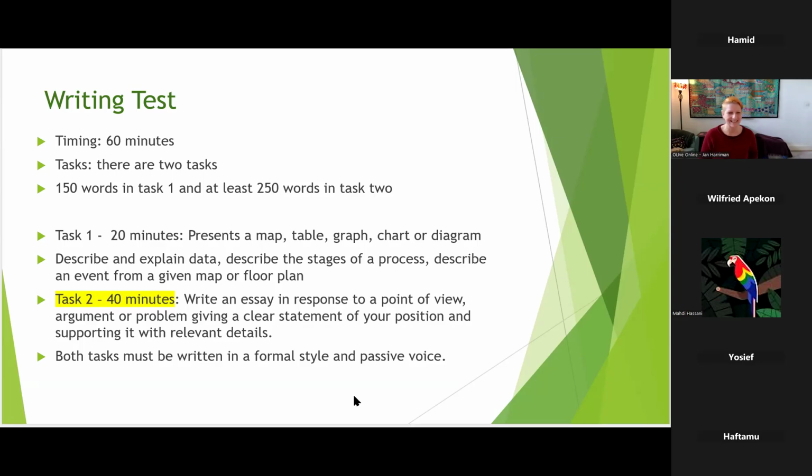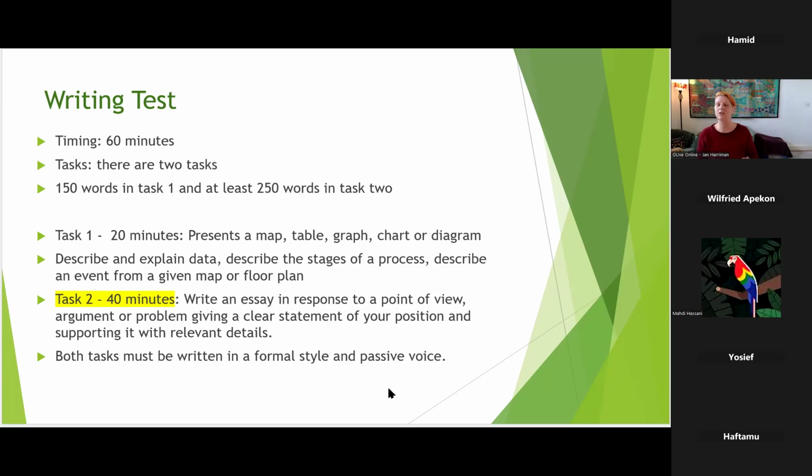So, task 2, 40 minutes. We've done our data. We've written about data. It's gotten us nice and warmed up. We've got our grammar muscles flexed. And so now we've got an opinion essay to write. Let's look at the question and find out what it is. In the second task, we're going to write an essay in response to a point of view, an argument, or a problem, giving a clear statement of your position and supporting it with relevant details.